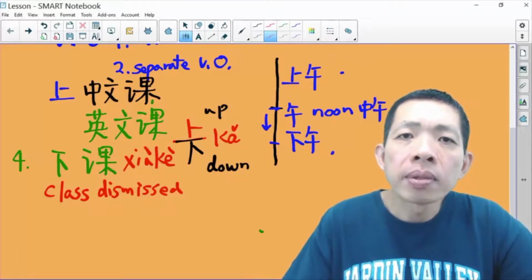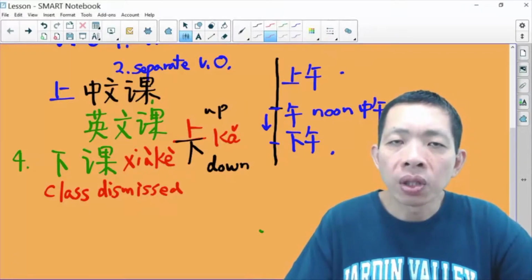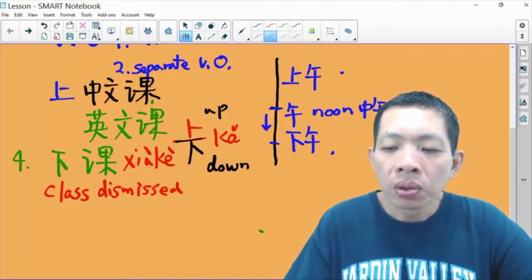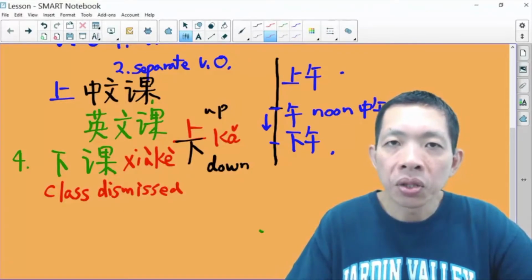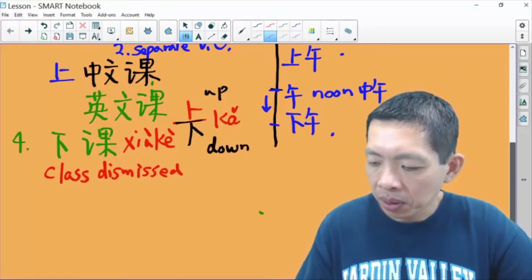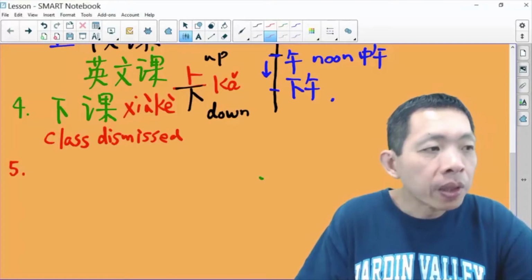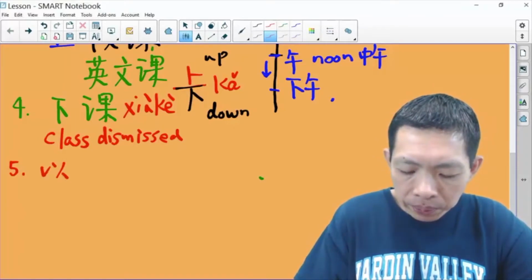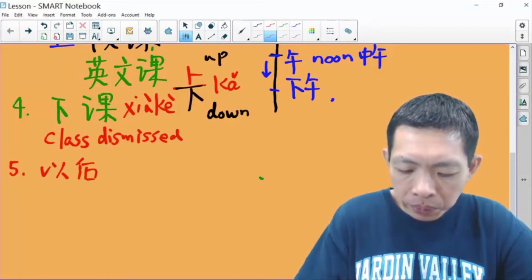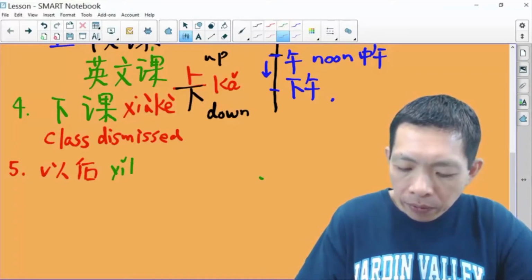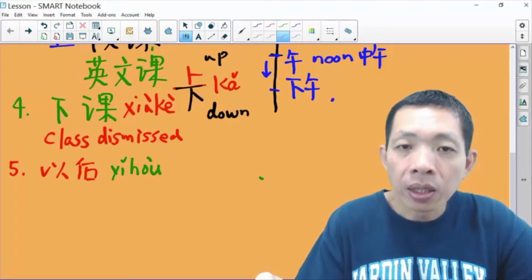As we're pronouncing this word, I always want you on your end to pronounce it 下课, to pay attention to the tones. 下课, okay, 下课, to pay attention to the tones. Okay, number 5, 以后. 以后 means after. Okay, 以后.